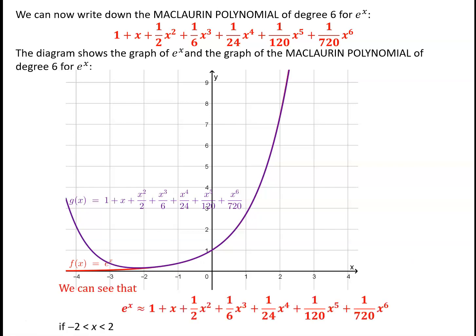So, we've got e to the x is approximately 1 plus x plus a half x squared plus a sixth x cubed plus a 24th x to the 4 plus 1/120th x to the 5 plus 1/720th of x to the 6 for values of x satisfying -2 is less than x, which is less than 2.